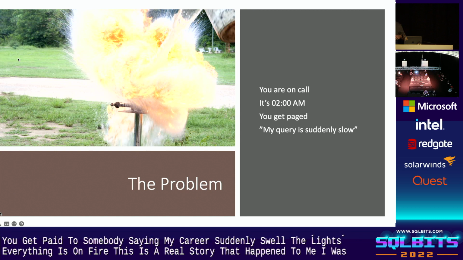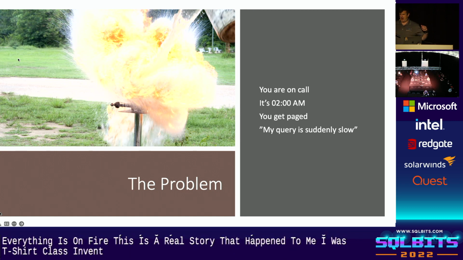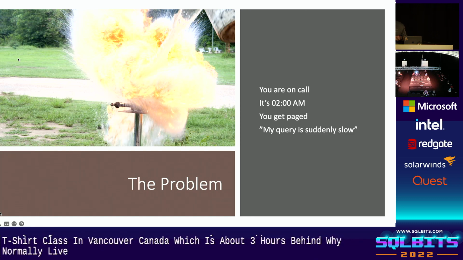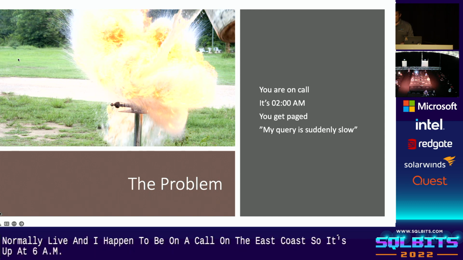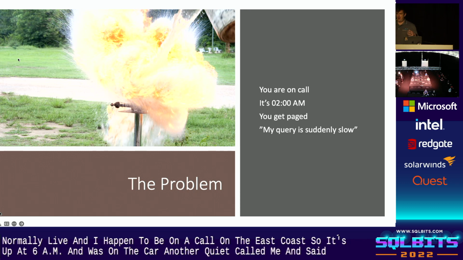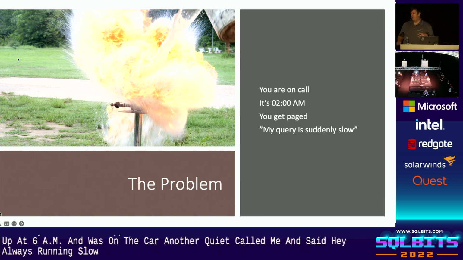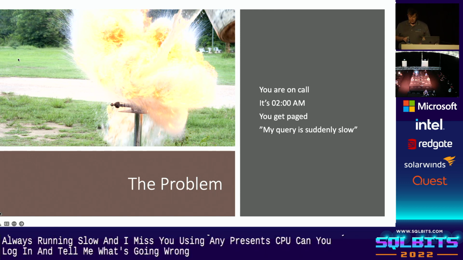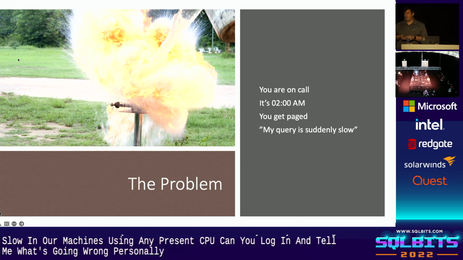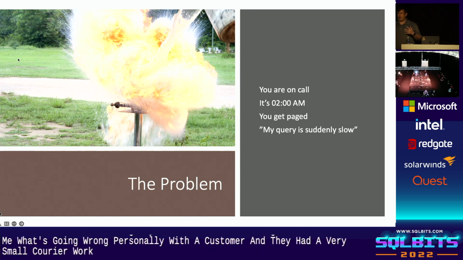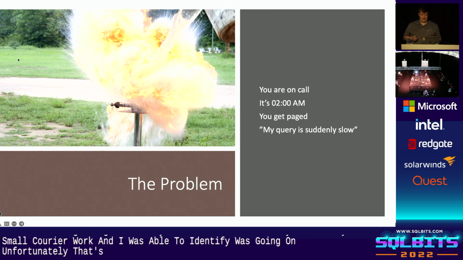I was teaching a class in Vancouver, Canada, which is about 3 hours behind where I normally live. And I happened to be on a call on the East Coast, so I was up at 6 a.m. And while I was on that call, another client called me and said, hey, all of a sudden, our queries are running slow, and our machine's using 90% CPU. Can you log in and tell me what's going wrong? Fortunately, with that customer, they had a very small query workload, and I was quickly able to identify what was going on. Unfortunately, that solution doesn't scale.